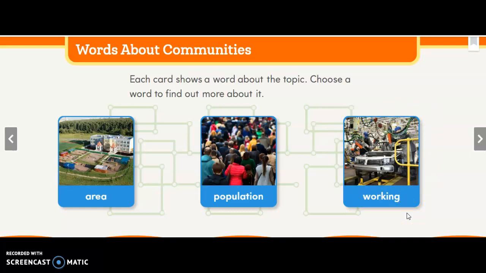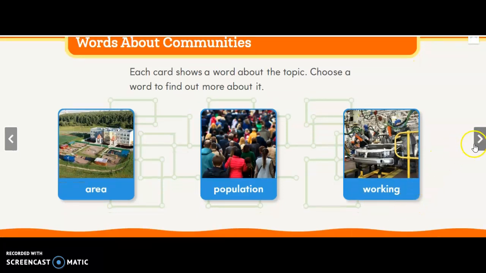I want you to draw a picture in your workbook of what it means for the word working to you, and then on the other side, I want you to write synonyms and antonyms for the word working. What word means the same as working, and what word means the opposite of working? I want you to do that in your My Book right now. If you need to pause this video, you can do that so you can finish this page.